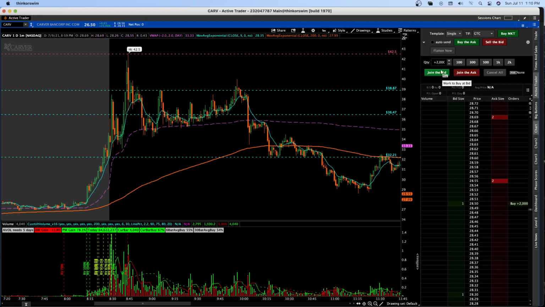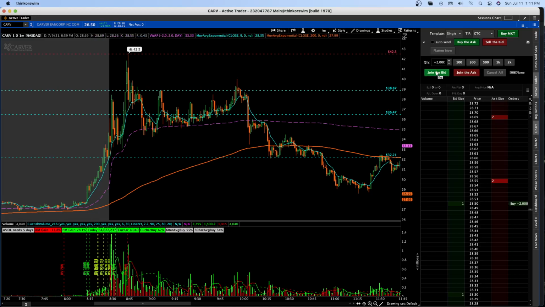Sometimes I'll shift click join the bid. And what does that mean? All that means is that you're joining where other buyers are, right? Basically you're joining the highest bid. Okay, so somebody's looking to buy 100 shares here at 28.50, right? So if I were to click join the bid, you can see right there it shows I'm going to buy 2,000 shares at 28.50, right?